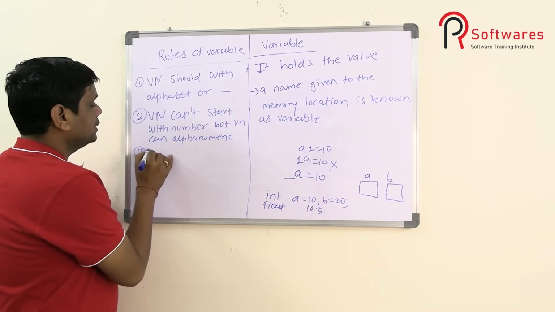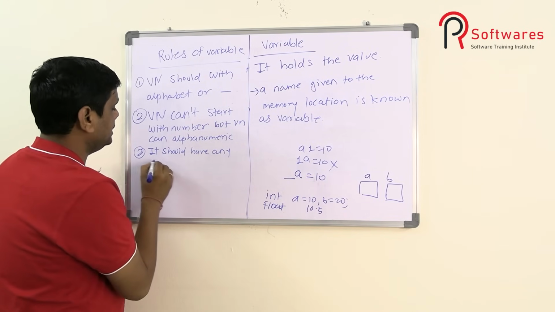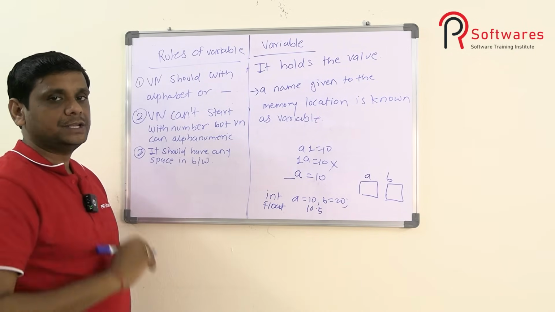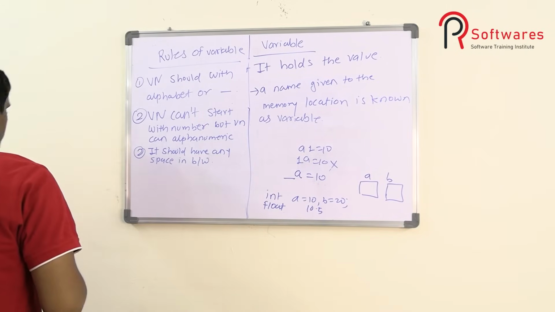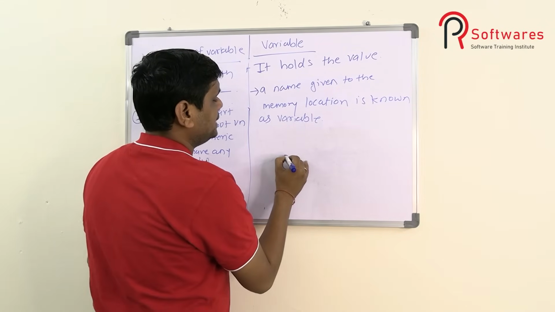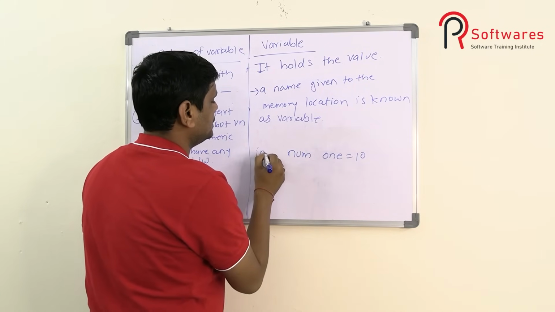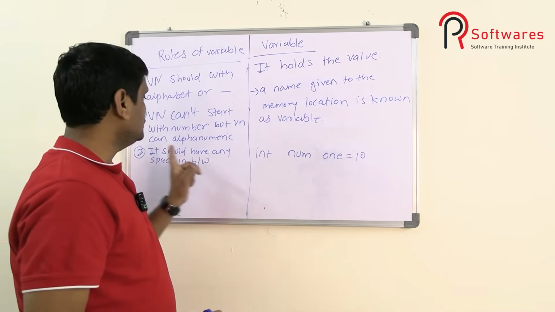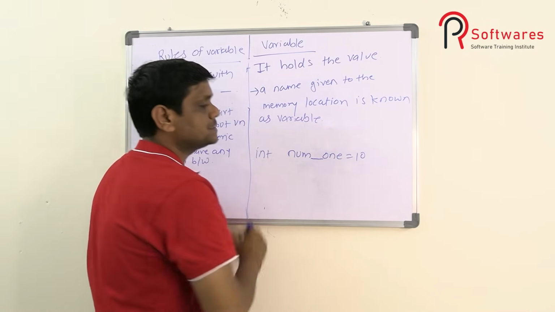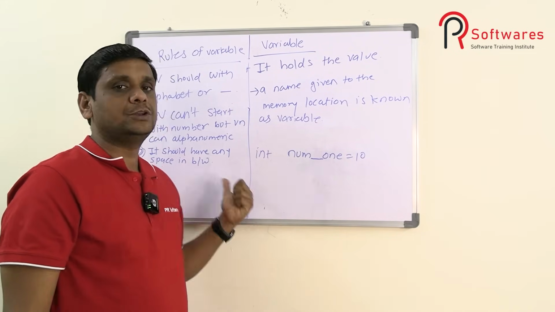Rule number three says it should not have any space in between. Suppose you want to write a name, let us say my variable name is number 1. I write integer number 1 is equal to 10. Is it valid or invalid? The rule says it should not have any space in between, so no space, an error will come. But if you want, you can join with an underscore so it gets separated: name underscore 1 is equal to 10. Your purpose will be served and the rule will not be violated.